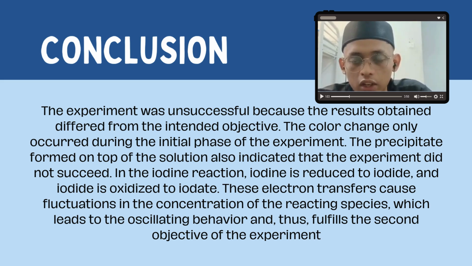In the iodine reaction, iodine is reduced to iodide and iodide is oxidized to iodate. This electron transfer causes fluctuation in the concentration of the reacting species, which leads to the oscillating behavior and thus fulfills the second objective of the experiment.